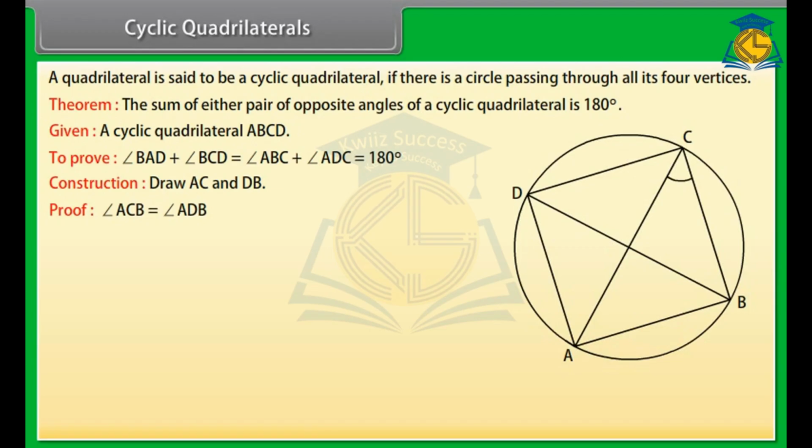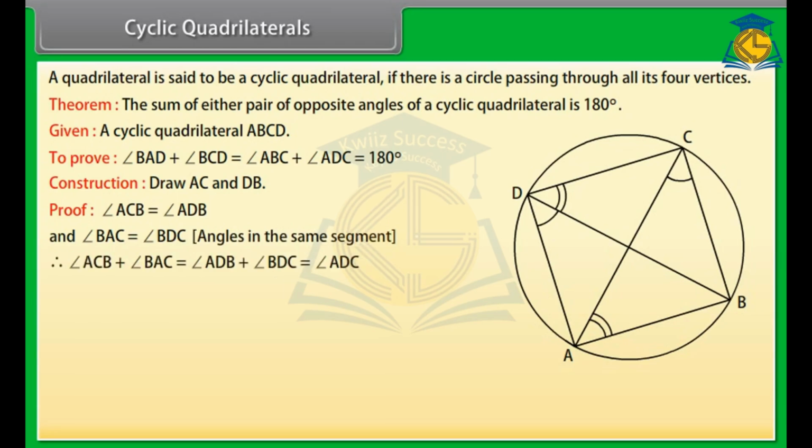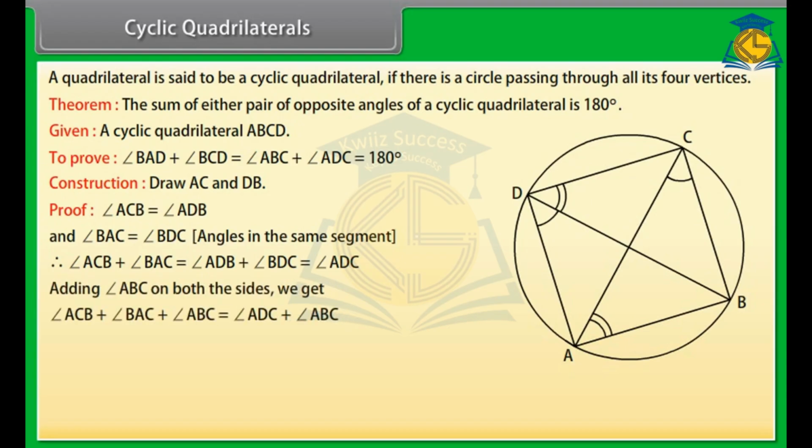Proof: Angle ACB is equal to angle ADB and angle BAC is equal to angle BDC, because these are the angles in the same segment. Therefore, angle ACB plus angle BAC is equal to angle ADB plus angle BDC, which equals angle ADC. Adding angle ABC on both the sides, we get angle ACB plus angle BAC plus angle ABC, which is equal to angle ADC plus angle ABC.